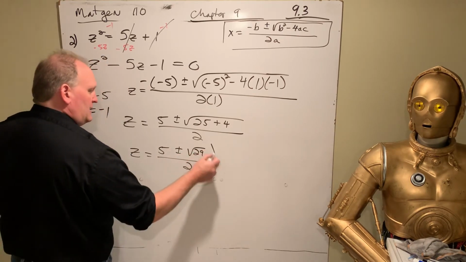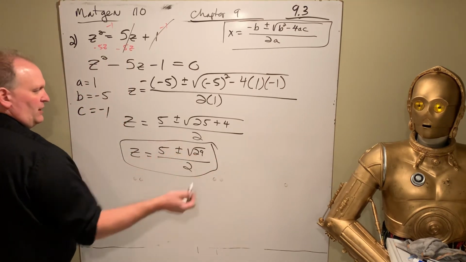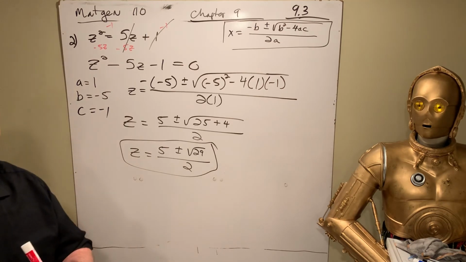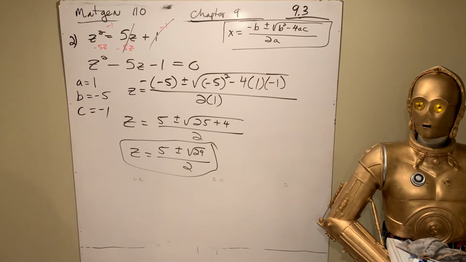And that's it. We can end it there. It won't be reduced. 2 and 5 and 1 can't reduce, and 29 can't be fixed. So that's it. So that is 9.3. I'll do 9.4 and A2 on the next video.